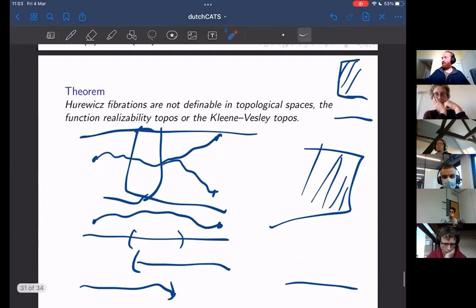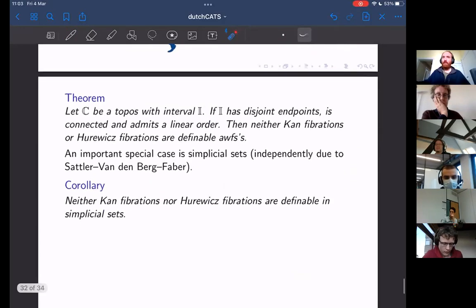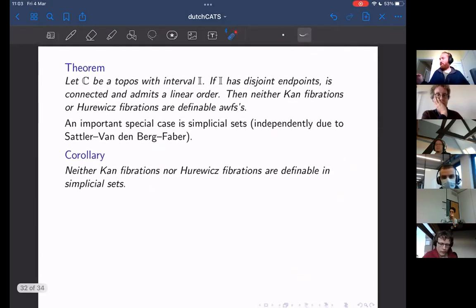So that's a very rough sketch, and it turns out that a similar argument works whenever we have an interval which admits a linear order. This includes the special case of simplicial sets. Apparently this is independently due to Christian Sattler, and we can show that neither Kan fibrations nor Hurewicz fibrations are definable in simplicial sets or any topos where the interval has a linear order.